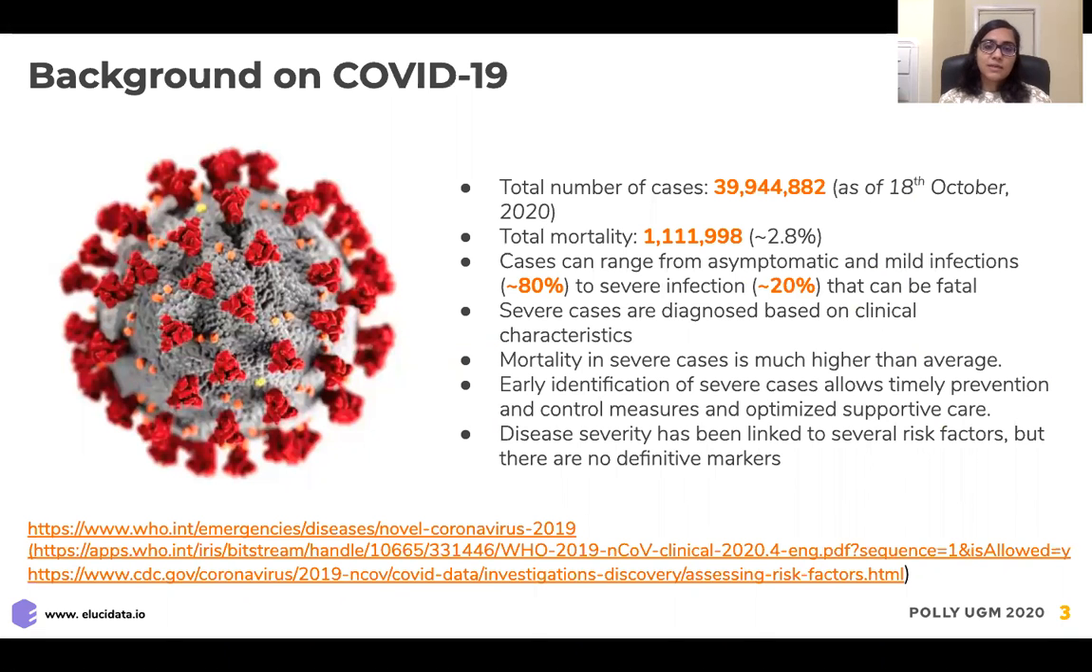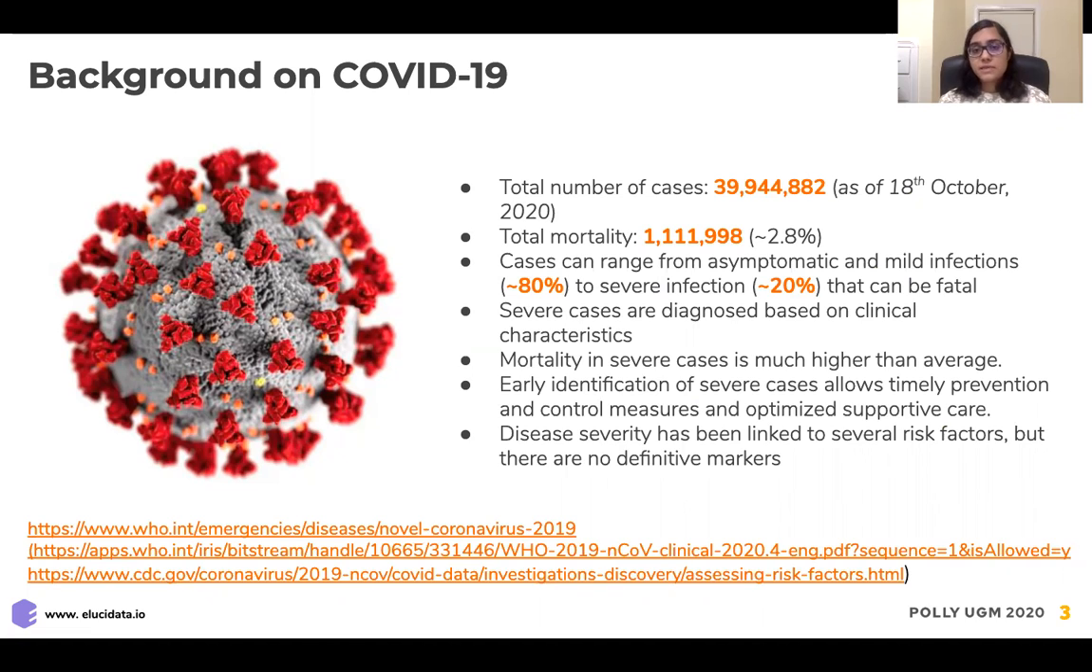COVID-19, unfortunately, doesn't need any introduction. As of 18th October 2020, there are close to 40 million cases in the world. Out of those, the total mortality has been over 1 million, so close to 2.8% of all cases. We know that the phenotype of COVID-19 can range from asymptomatic infections to very mild infections that resolve on their own in about 80% of the cases, to very, very severe infections that can actually be fatal.